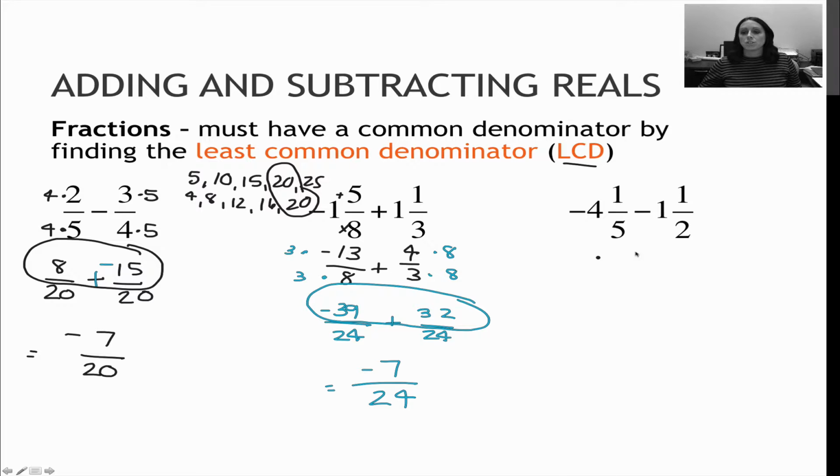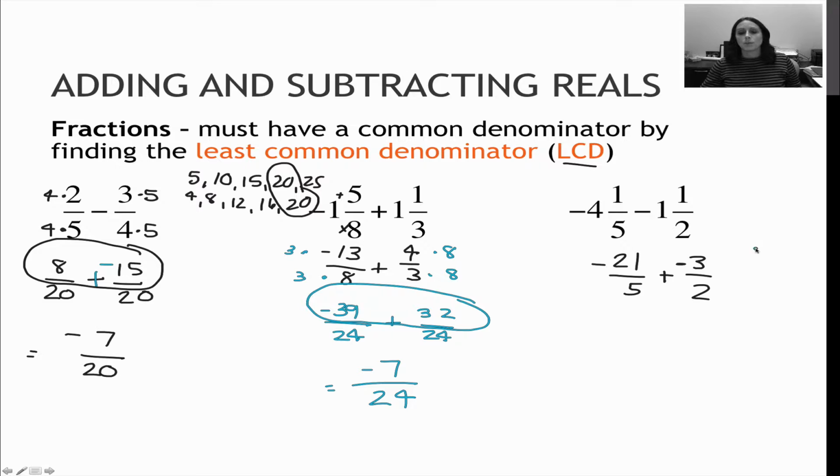For my third question, again, I'm going to turn these into improper fractions. So 4 times 5 is 20, plus 1 is 21/5. Keep the negative. And then 1 times 2 is 2, plus 1 is 3/2. And that's still subtraction. At this point, I'm going to go ahead and keep, flip, change. So now I've got a negative plus a negative. On this one, we wouldn't have had to turn them into improper, but for the case of simplicity, we're just going to do it.